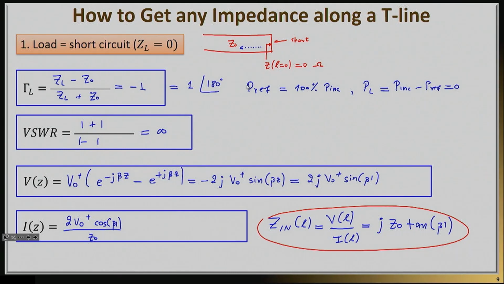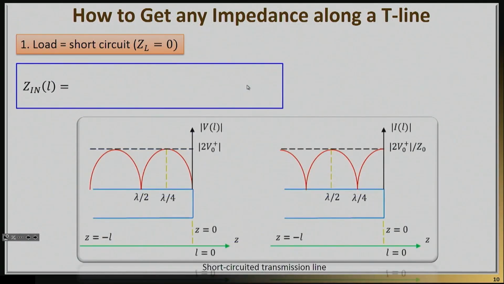And if I show you this graphically, I'll go to my next slide, and you will see that when I have a short circuit, ZL equal to 0, my impedance at any point in the line is exactly what I derived before: j Z naught tangent beta L. And I have graphed here my voltage magnitude as well as my current magnitude along this line. So let's look at these graphs a little bit more carefully.